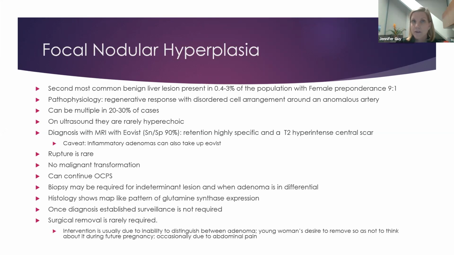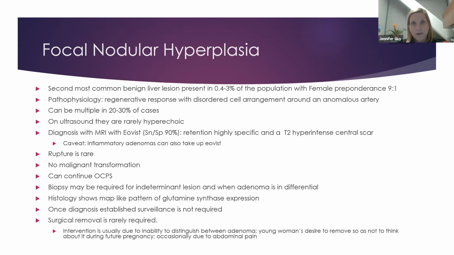The diagnostic modality of choice here is the MRI with Eovist, again, sensitivity and specificity around 90%. And as I showed you in that picture, it's very specific for the FNH to hold on to the Eovist. And also you can see a central T2 hyperintense scar, which is actually that abnormal blood vessel.